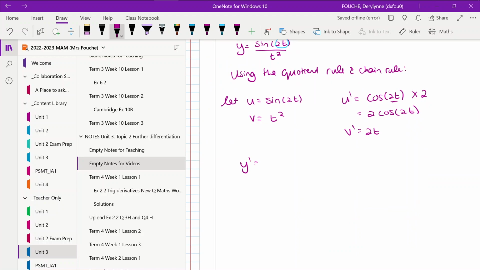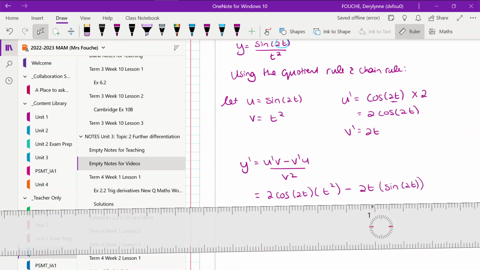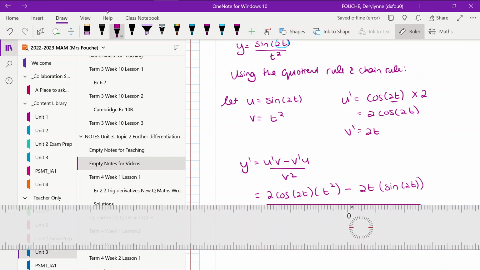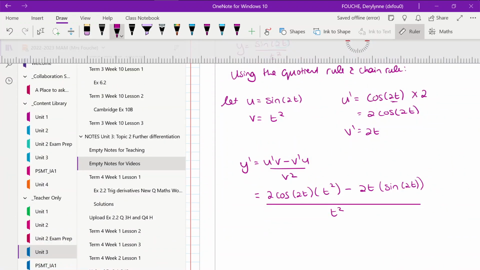Okay, so my y dashed is going to be u dashed v minus v dashed u, over v squared, and that means I have 2 cos of 2t multiplied by t squared minus 2t times by sine of 2t, and I'll divide that by t squared all squared. So I need to tidy that up a little bit.